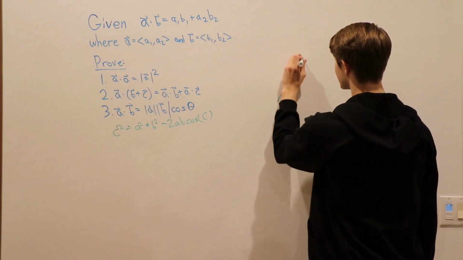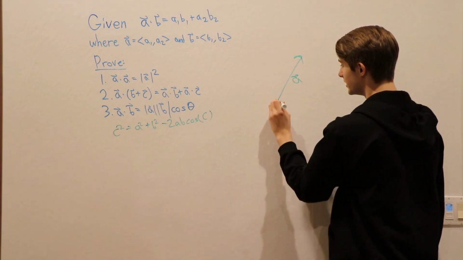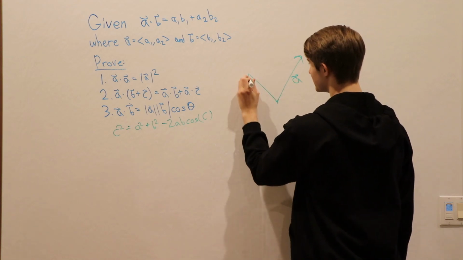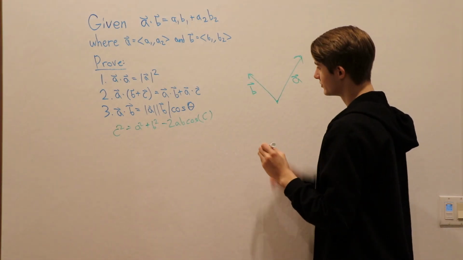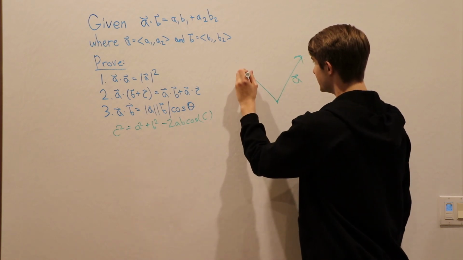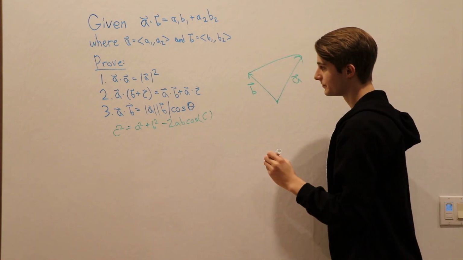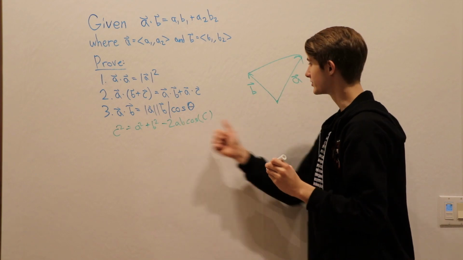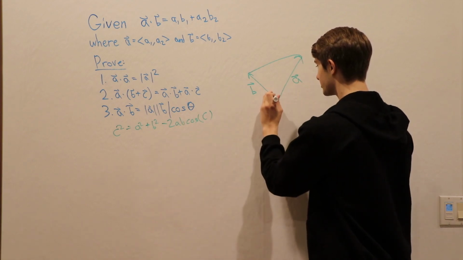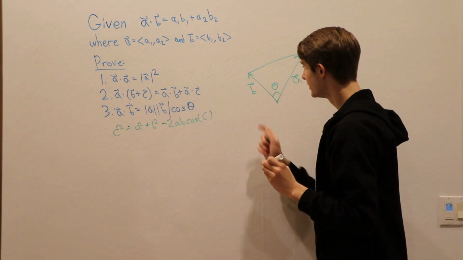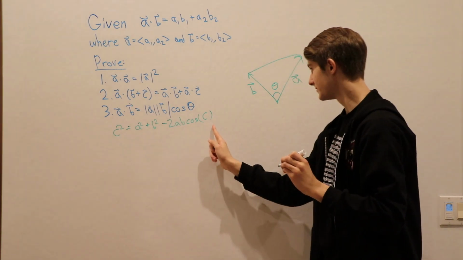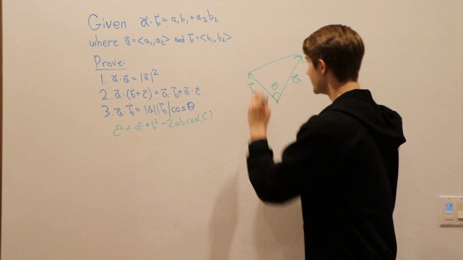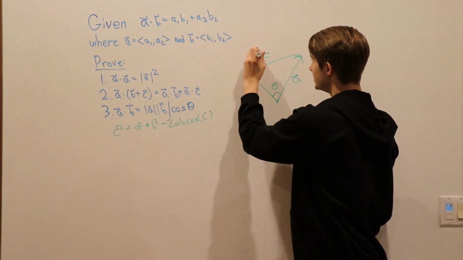So let's say our a vector goes like this, and our b vector, starting from the same place, goes like this. And now, since we want a triangle, we want to draw a third side, and our cosine theta is going to be the angle between a and b. So let's draw in our theta right here. And because we want this theta to be the c in our law of cosines here, we know this opposite side is going to have to be c.